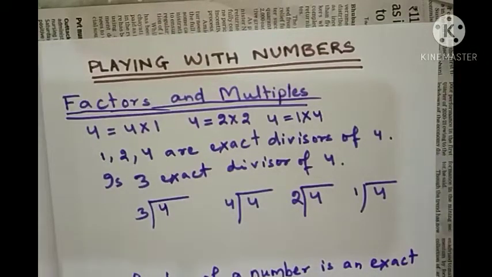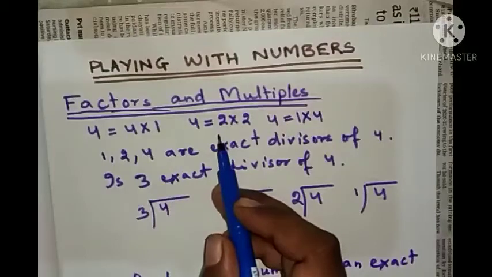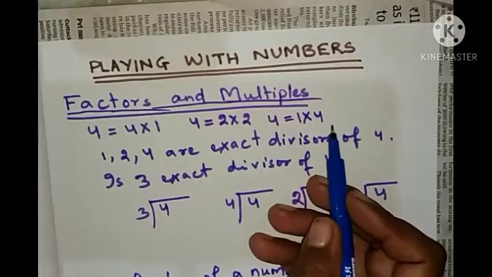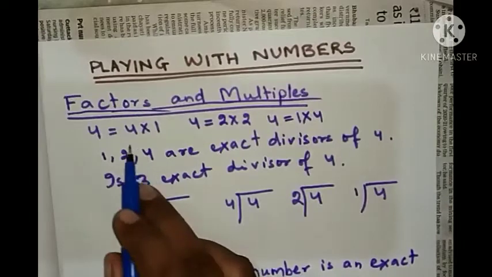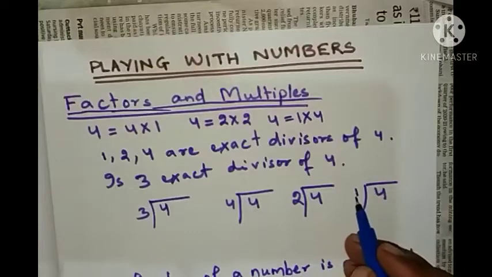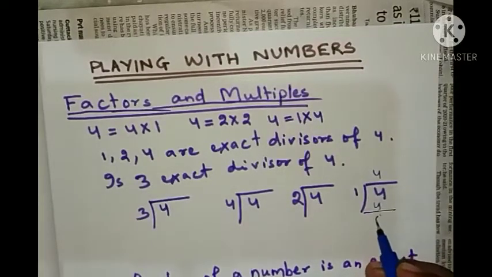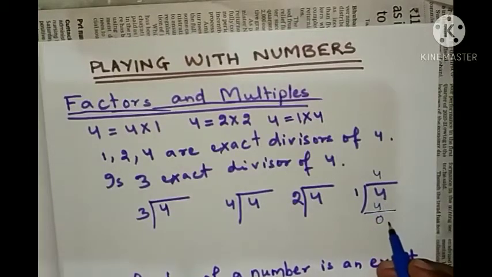Let's see. You have studied about multiplication and division. So factors and multiples are related to multiplication and division. So look here, 4 is what? 4 equals 4 into 1, 4 equals 2 into 2. Okay, so if we divide 4 by 1, what will we get? 1 fours are 4. So what will you get? 0. So it is exactly dividing.